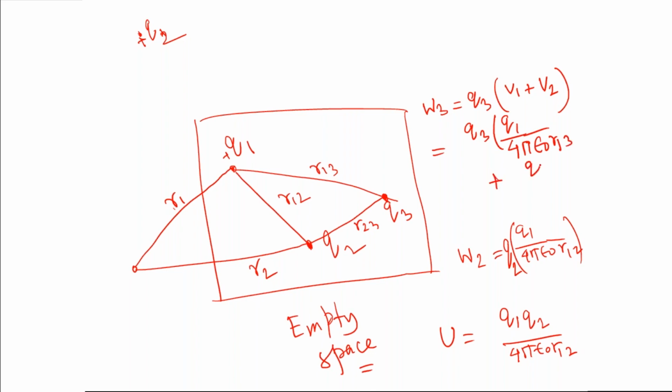Okay, similarly, I think that the last one you people should tell me. So Q4 I am bringing somewhere here, Q4, and it is actually at arbitrary origin, R4 distance away. So can anyone tell me what is the work done here? So Q4 into potential created by 1, potential created by 2 plus potential created by 3.